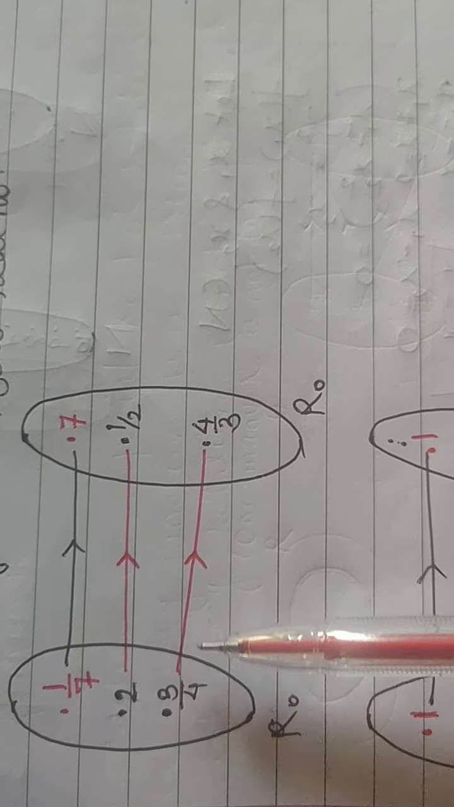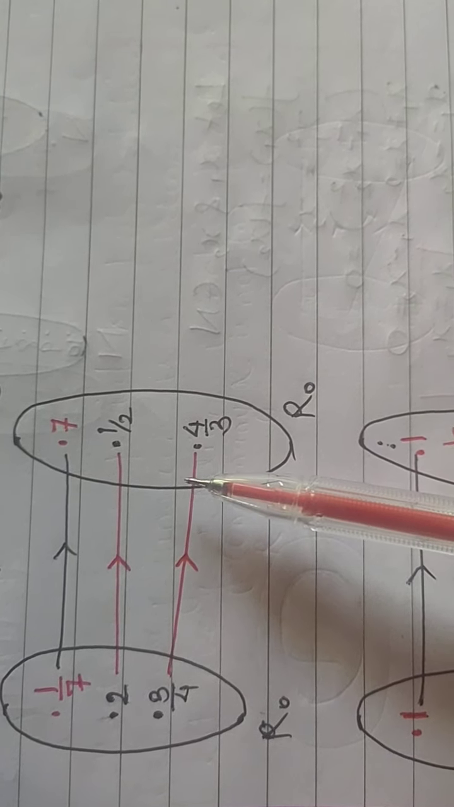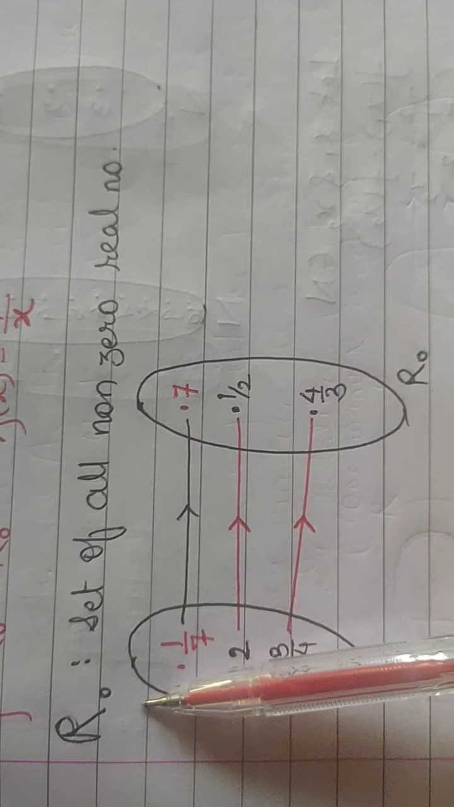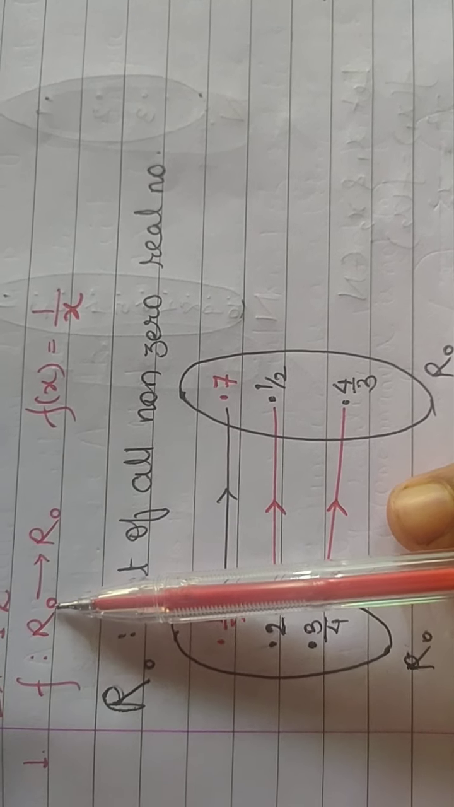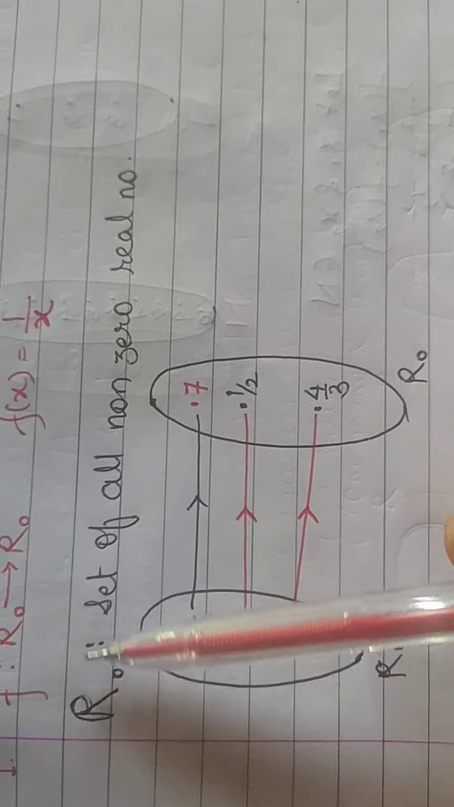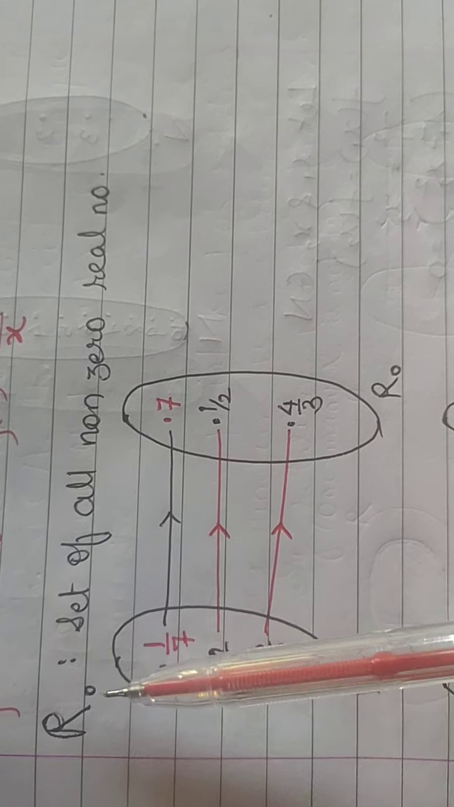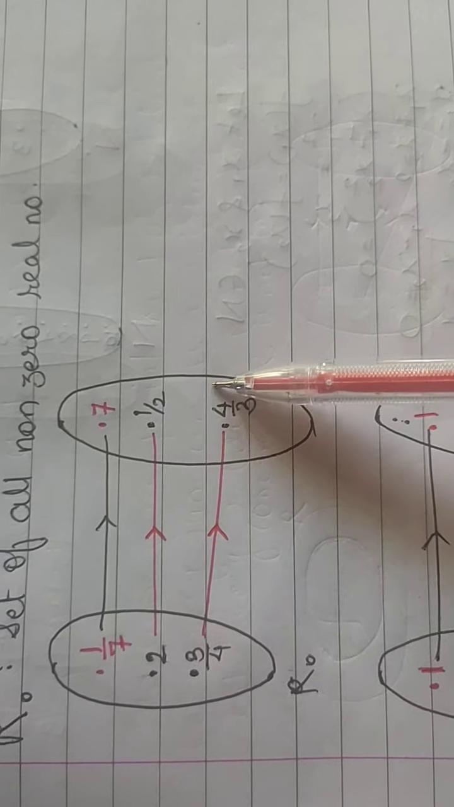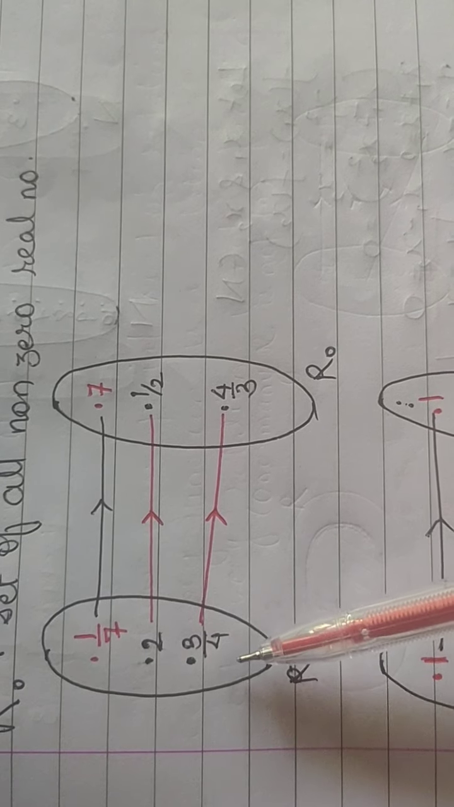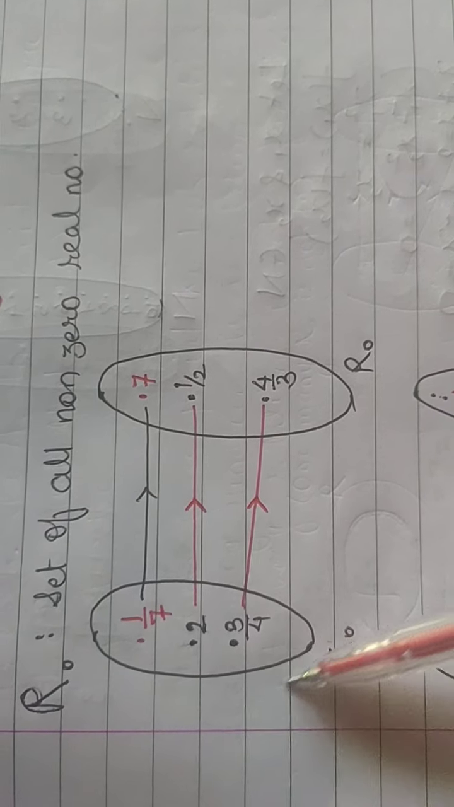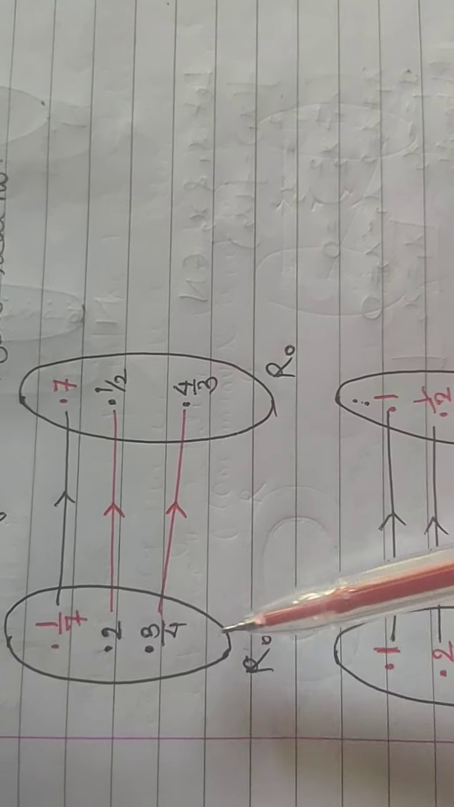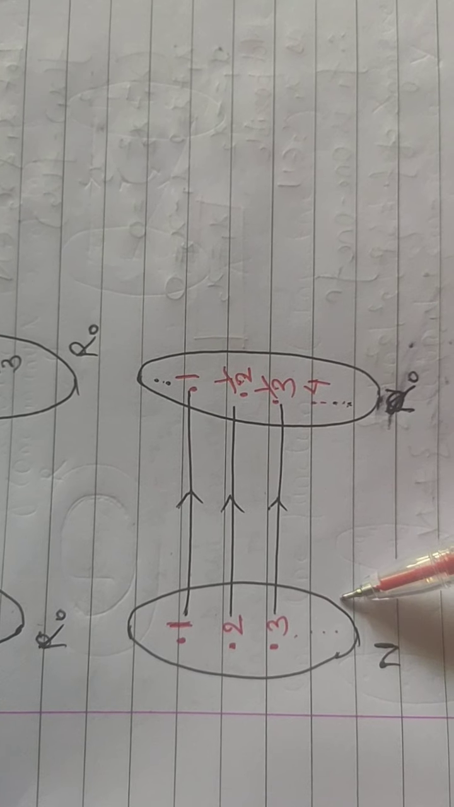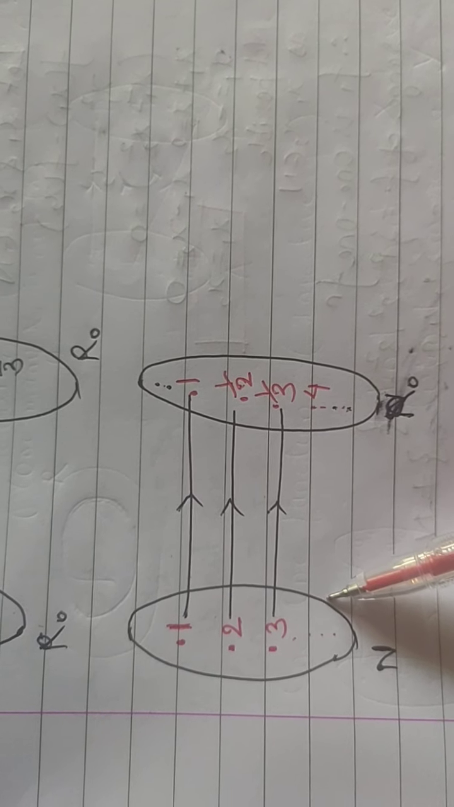So it is injective as well as surjective, and hence it is a bijective function. So this function f, which is defined from R0 to R0, is a bijective function. That is, it is 1-1 as well as onto. So it is a 1-1 onto function. Now here we have to check, if we replace this domain by the set of natural numbers N, will it be a bijective function? Will it be 1-1 onto?